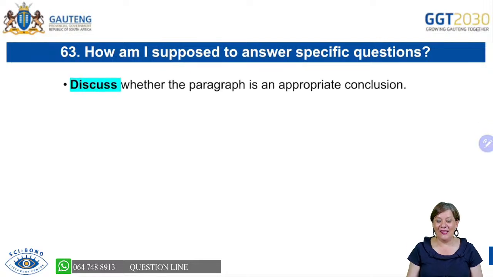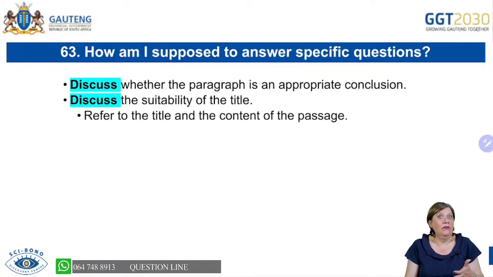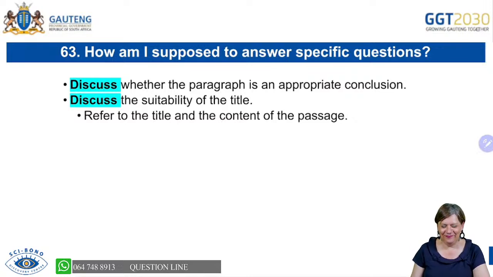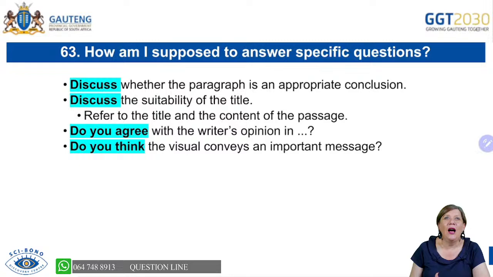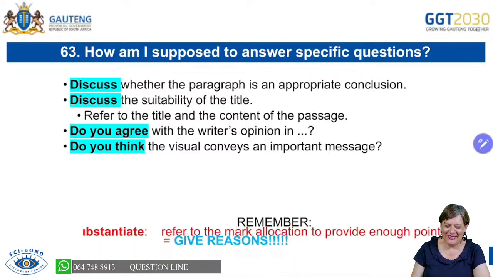Another question that we often ask is for you to discuss something. We can ask you whether the last paragraph is a good conclusion to the text, or whether the title is suitable. If you get a question like this, you have to explain to me what the title is, what the text is all about, and how the two connect. If we ask you if you agree with the writer's opinion, remember you have to use, yes, you're right, the PEEL method. I will explain it just now.